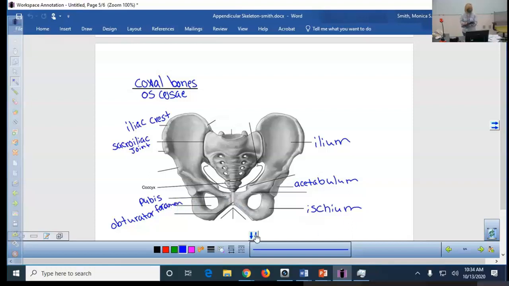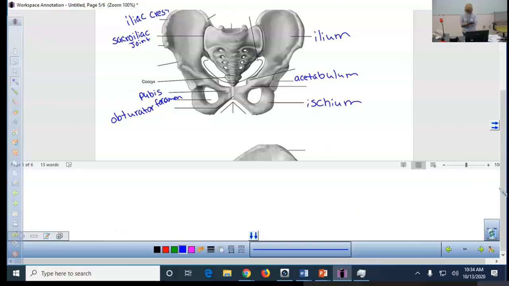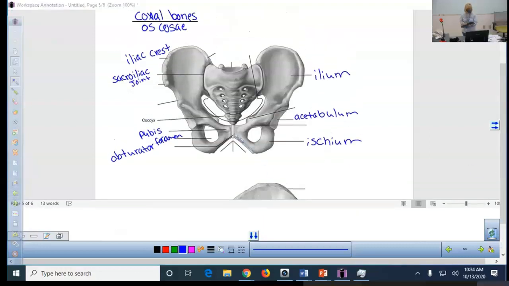This is pointing to the little connector. What's the little connector called? Made out of fibrocartilage, but what is that little connector connecting the two coxal bones? Right there in between. The pubic symphysis. Pubic, because that's the adjective, symphysis.